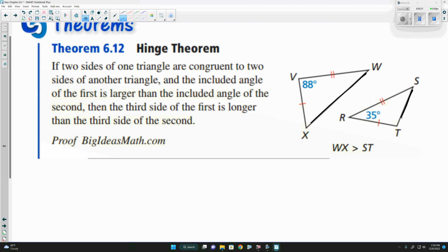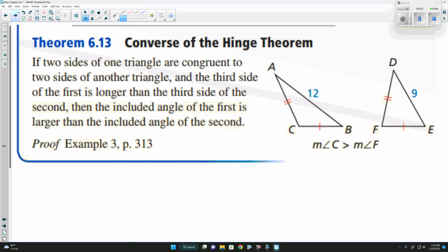Yep. So if the included angle of the first is larger than the included angle of the second, then the third side of the first is larger than the third side of the second. And the converse is true. If we have two congruent sides of one triangle, two congruent sides on another, and the third side's bigger, then the angle is going to be bigger. So here, since 12 is bigger than 9, angle C is going to be greater than angle F. Questions on this here?